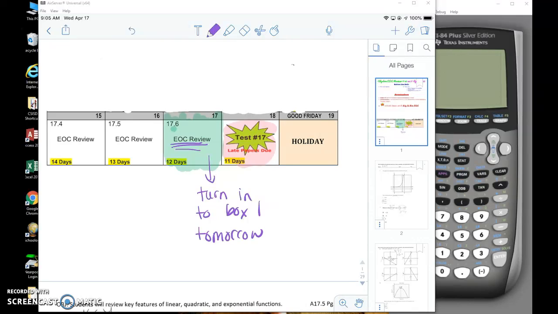Tomorrow, if you need me, I will be available by Schoology. You can send me a Schoology message, and I will be here before school tomorrow. So if you have questions before your test tomorrow, or if you need to retest your last test, come see me before school on Thursday. I will be in my room.